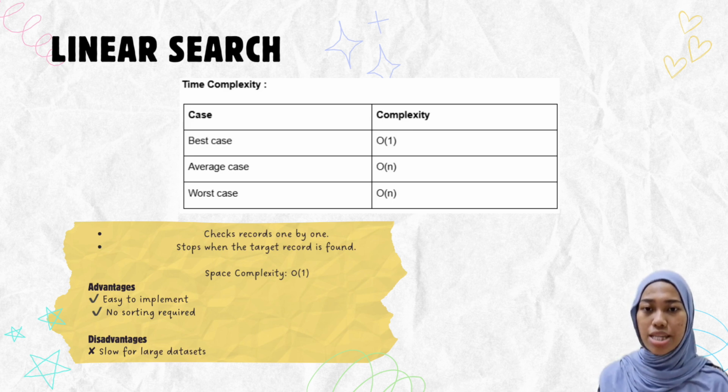The space complexity is O(1), meaning it requires very little additional memory. The main advantage of linear search is that it is simple to implement and does not require the records to be sorted. However, it becomes slow and inefficient when the number of student records increases.